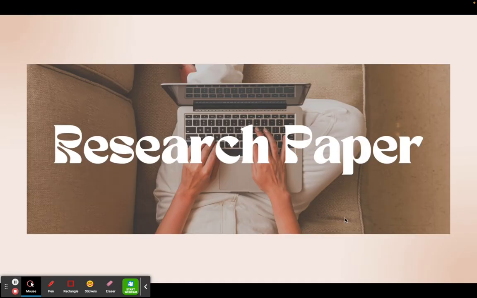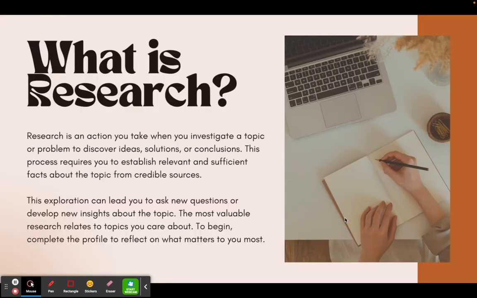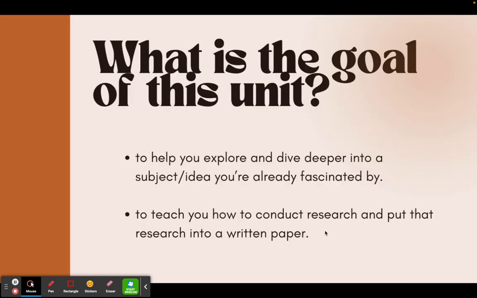And then we very briefly had a little introduction to the fact that we are starting a research paper unit. And the goal of this unit is to help you explore and dive deeper into a subject and an idea that you're already fascinated by. I'm going to give you some help and parameters as to how to form that. But really, I want you to pick something that is already interesting to you that you would like to learn more about. And then you're going to craft a research question around that.